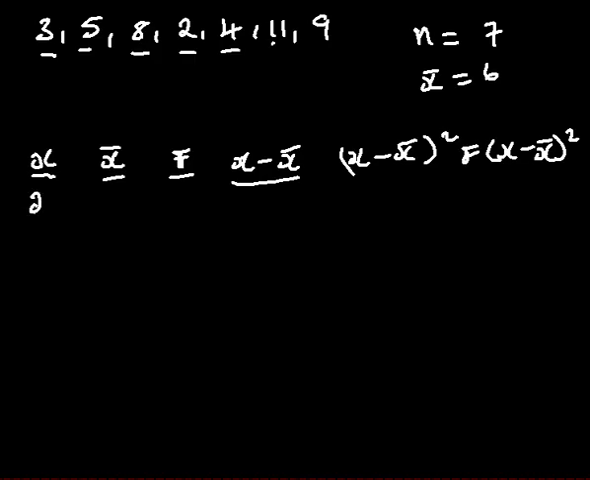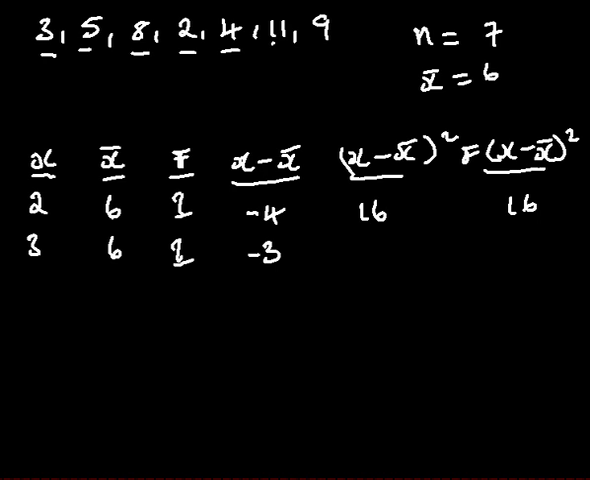So we have 2, and the mean is given as 6, and the frequency is 1. So 2 minus 6 is given as negative 4. The square of that is 16. And 16 times 1 is the same as 16. And then we have 3, and the mean remains the same, that is 6. The frequency is given as 1 as well. And 3 minus 6 is negative 3.